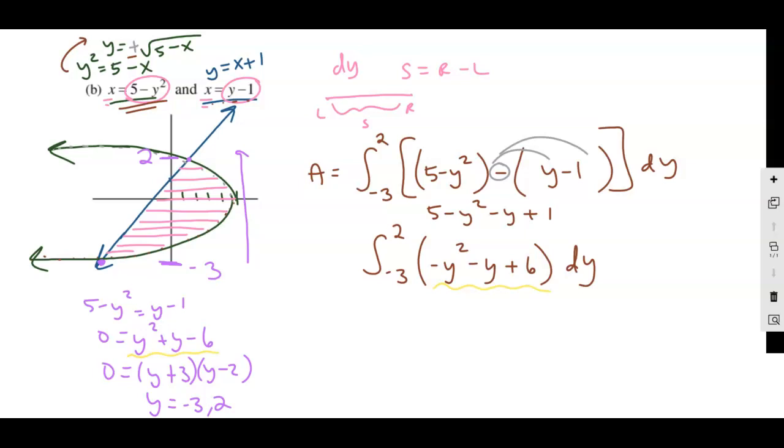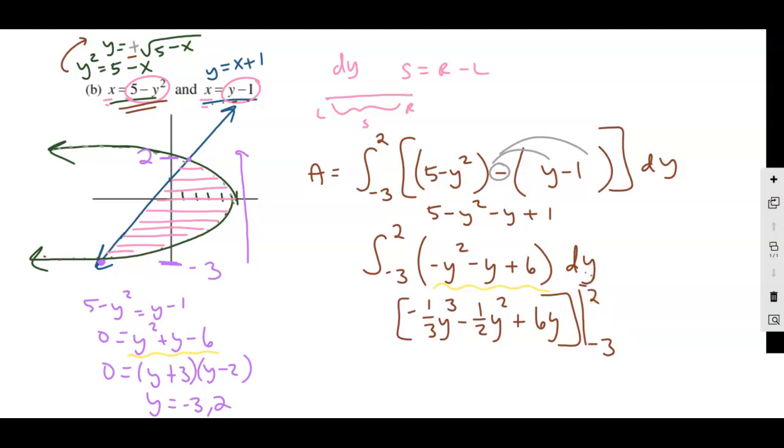We got that built-in check. Now we would integrate it. So it's going to be a negative 1/3 y cubed. We're just integrating with respect to y. So negative 1/3 y cubed minus 1/2 y squared plus 6y, not 6x, 6y. And then we'd be evaluating it from y equals negative 3 to y equals 2, right? You don't have to write the y equals, but that's what the evaluation bar means. Plug it in, but that differential at the end kind of tells you what the variables were. That was y equals negative 3, y equals 2.